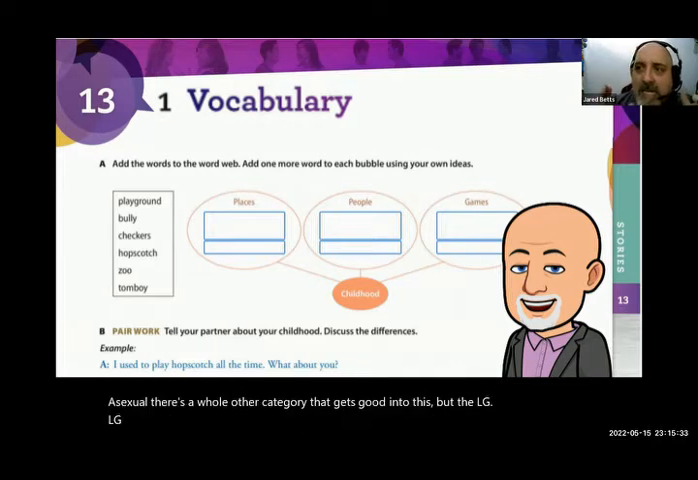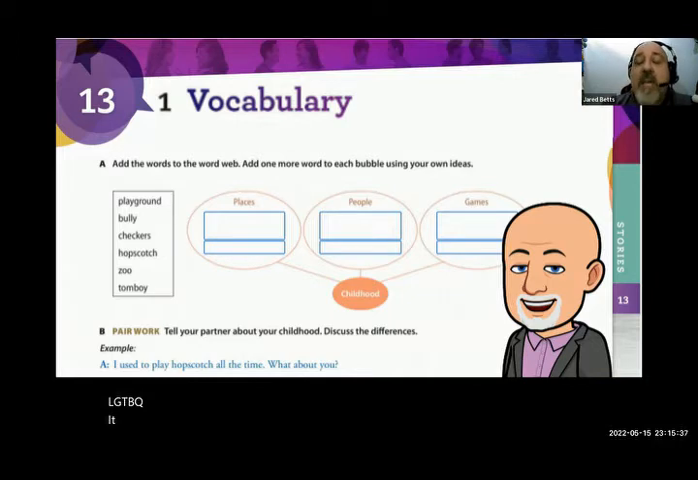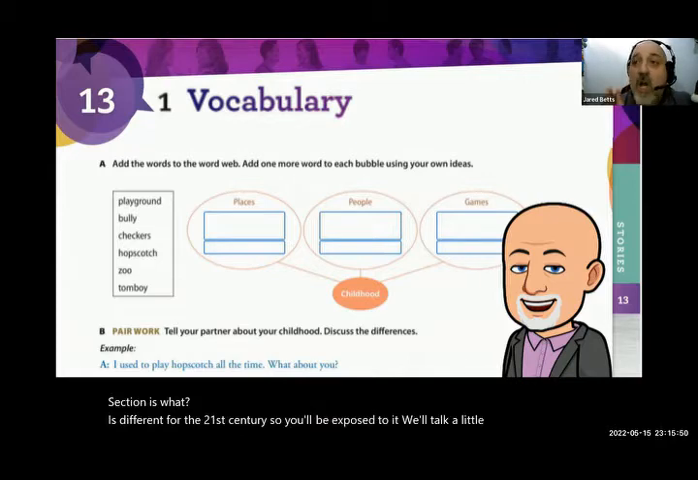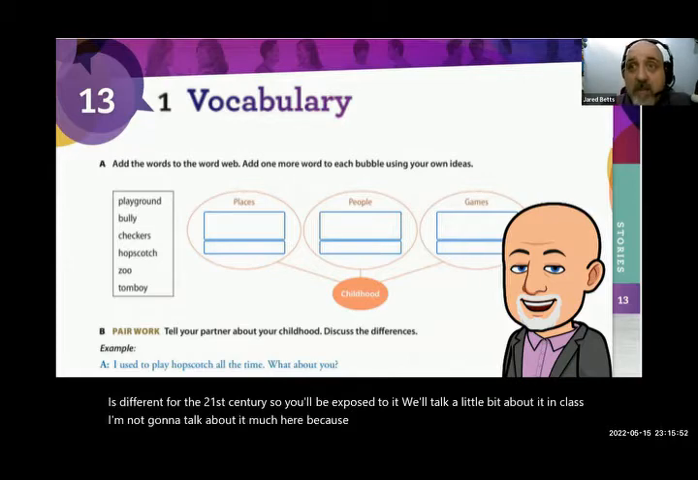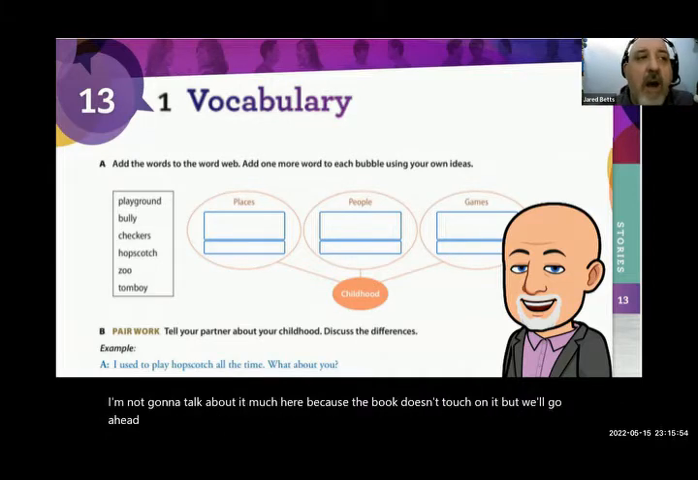The LGBTQ section is what is different for the 21st century. So you'll be exposed to it. We'll talk a little bit about it in class. I'm not going to talk about it much here because the book doesn't touch on it, but we'll go ahead and we'll move on from this topic.